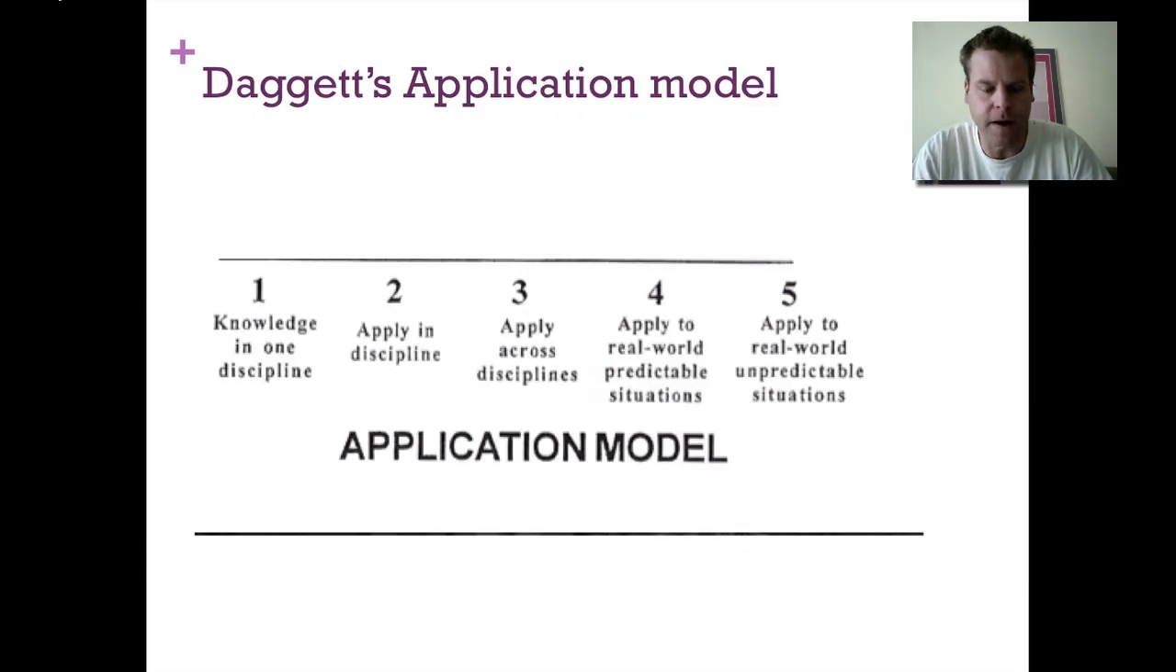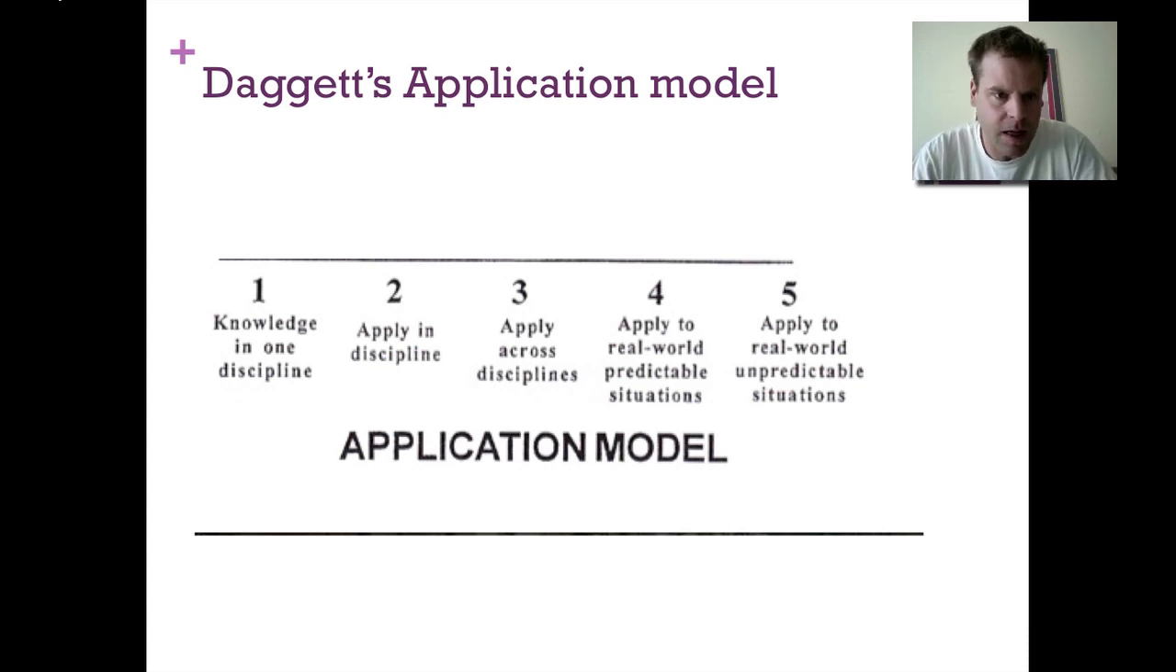Daggett's application model: are we relevant in our classroom? That's the other question he's asking us. A pupil of Bloom, Daggett knew that rigor was important, but he also believed that in order to close the achievement gap, we needed also to make lessons in our classrooms more relevant. He created the application model, as you see here.